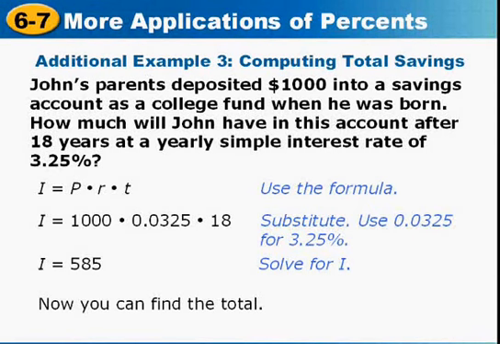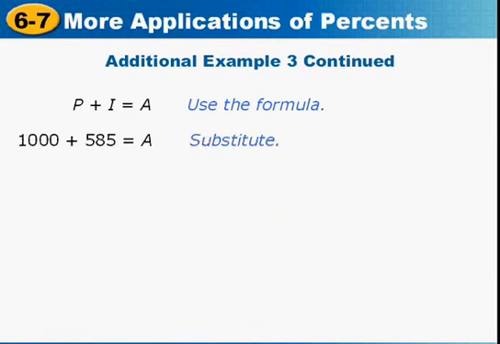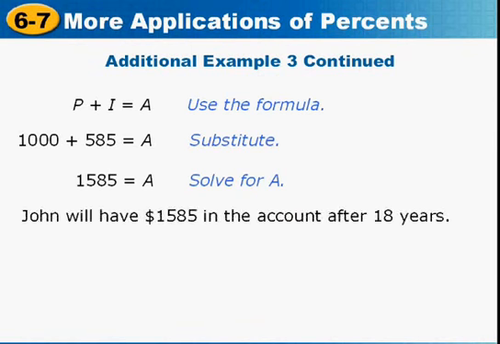So now we need to find the total. We've got to add that into what he deposited. So when we add that in, we get 1585. So John will have $1,585 in his account after 18 years.